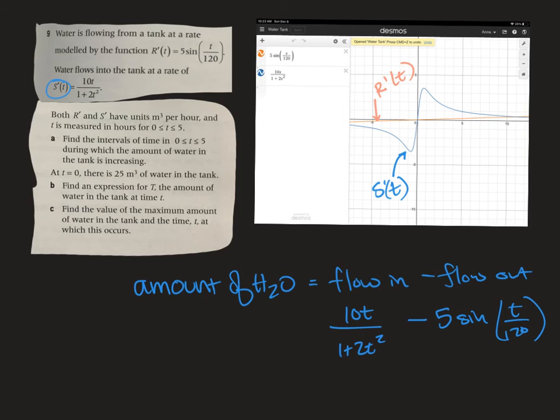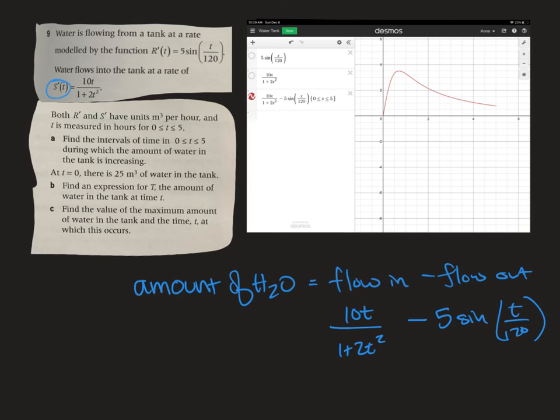So let's get a picture of that. So here is that image, and notice the entire time it's positive, and because the entire time it's positive, then we can say that the intervals when it is increasing is literally the whole time. So that's your answer for A right there.